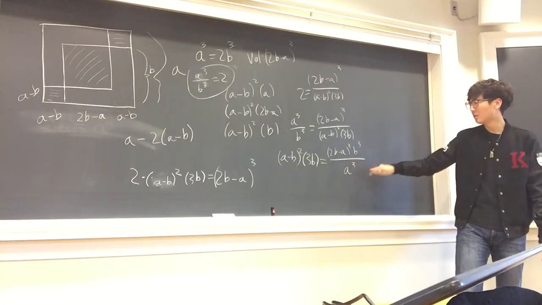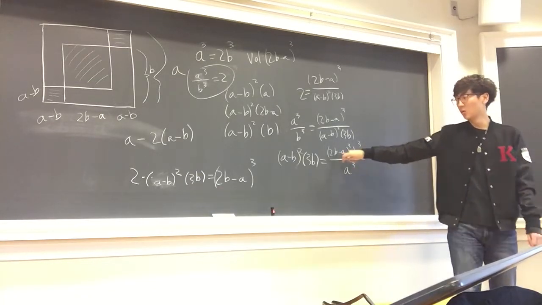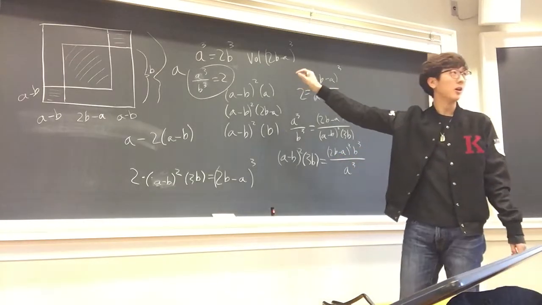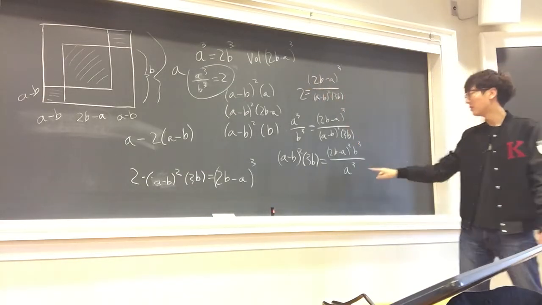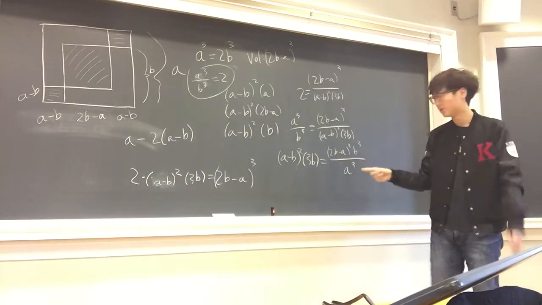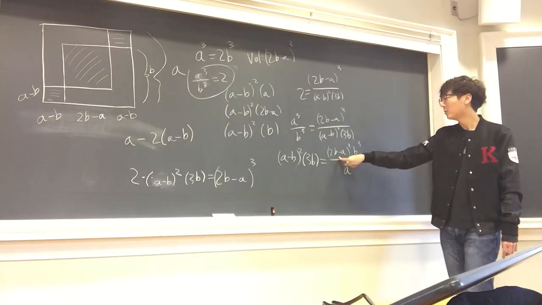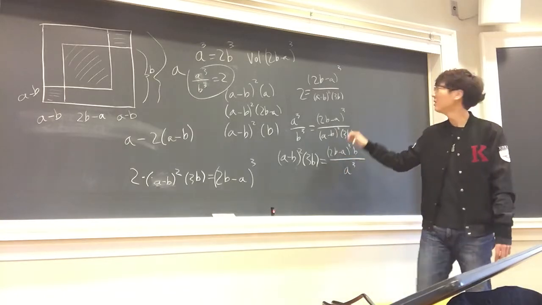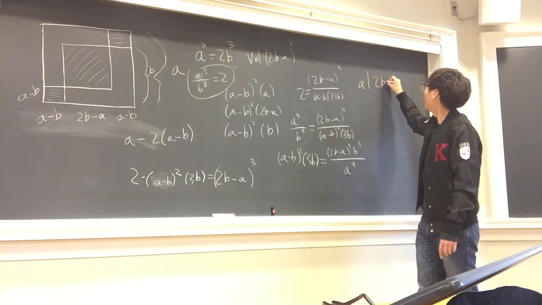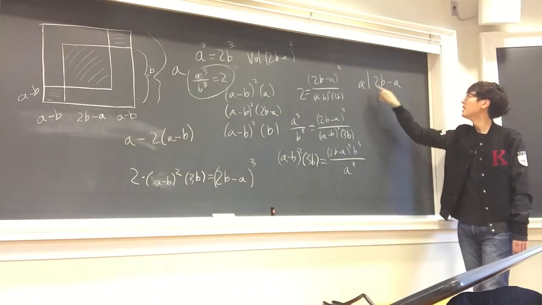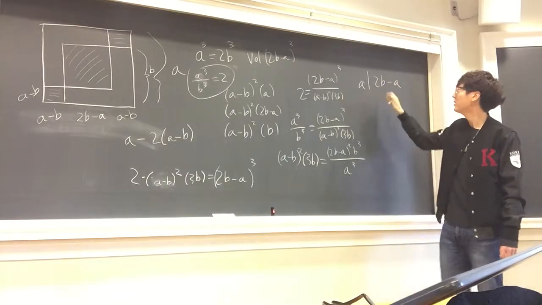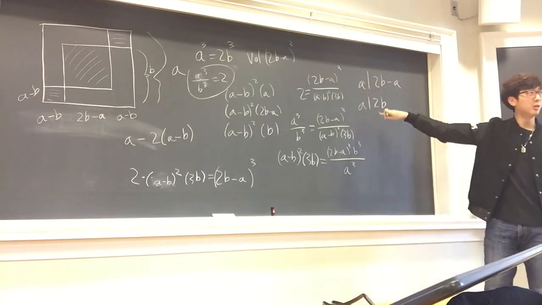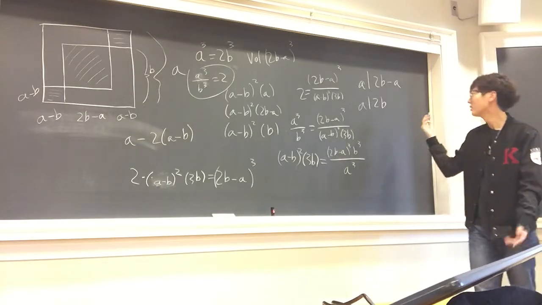But if this is an integer, that means a cubed has to divide b cubed or 2b minus a cubed, right? But since we assume that a and b are minimal, that means they're relatively prime, right? So a cubed can't divide b cubed. So then a cubed has to divide 2b minus a cubed. But then from that, you know that a has to divide 2b minus a. But then since a divides a, a has to divide 2b. And since a doesn't divide b, a has to divide 2. Right? So basically, you're essentially almost already done.